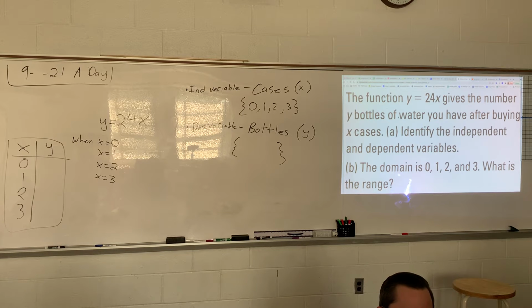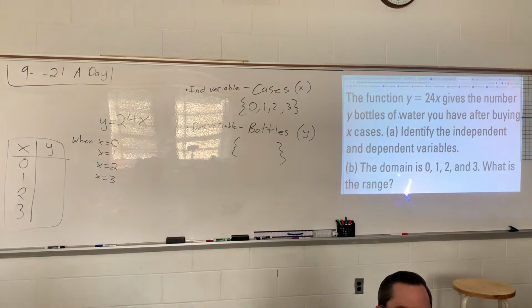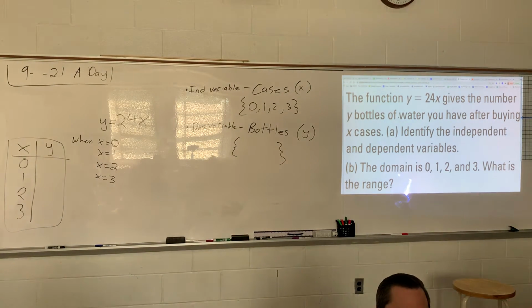Basically what we're doing is we're given these 4 numbers for x. We're supposed to find these 4 numbers for y. We do that by plugging them into the equation that was given. Okay, do you understand that? Do you know how to plug them in?